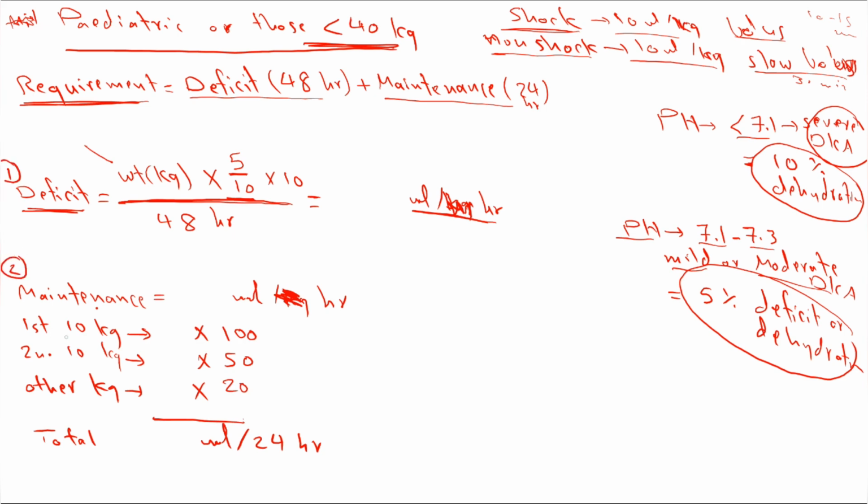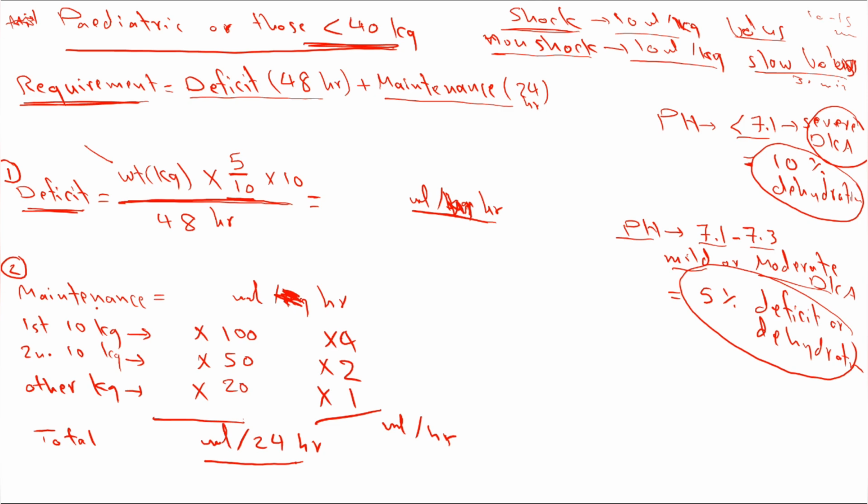How do you calculate maintenance? With the weight of the patient divided into kgs. The first 10 kg multiplied by 100, the second 10 kg by 50, the other kg multiplied by 20. So the total will be the ml per 24 hours. There is another calculation in which the first 10 kg is multiplied by 4, the second 10 kg multiplied by 2, other kg multiplied by 1. This will be ml per hour, which is easier.